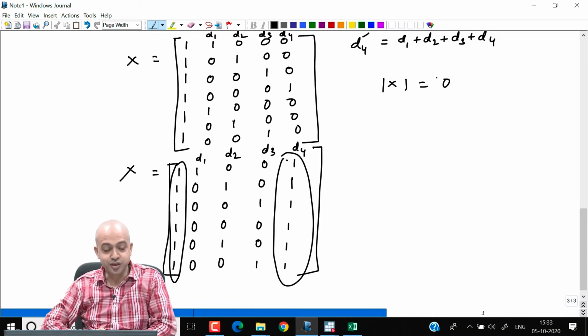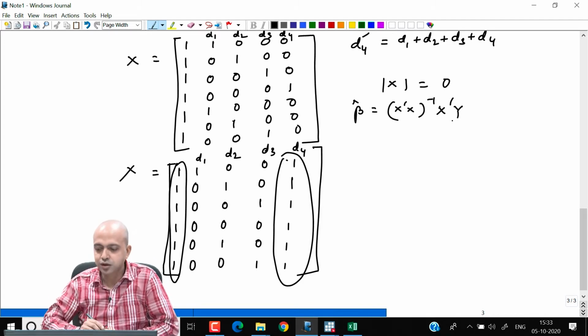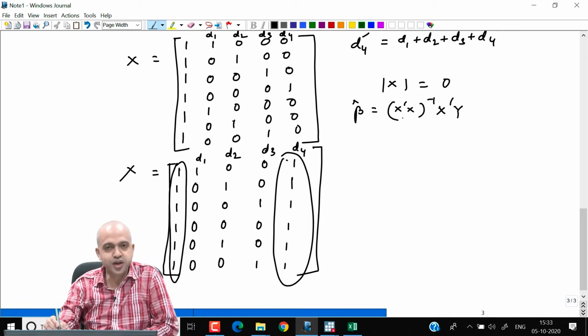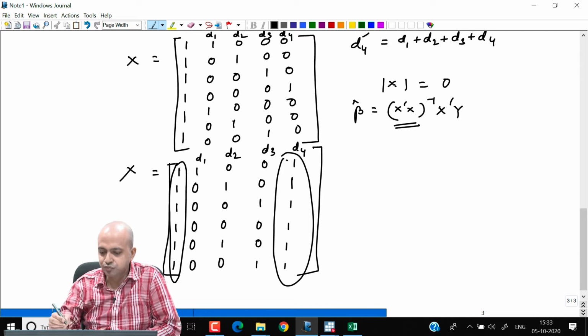Now if the determinant becomes 0, how have we defined our beta hat? It is X prime X inverse X prime Y, right? For this to exist, the inverse of this matrix should exist. The moment the determinant becomes 0, beta hat is non-existing.